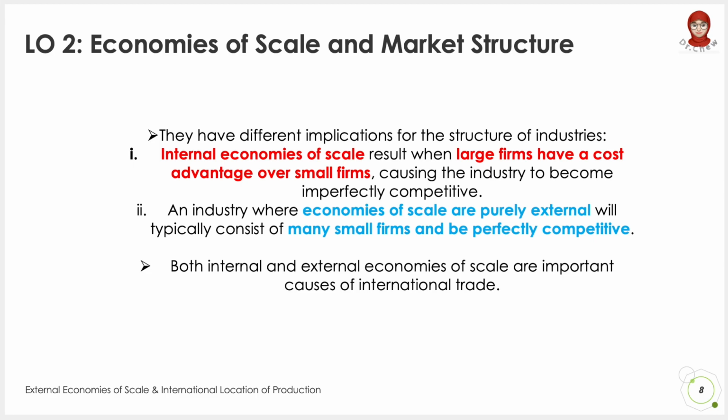External and internal economies of scale have different implications for the structure of industry. An industry where economies of scale are purely external, that is, where there are no advantages to large firms, will typically consist of many small firms and be perfectly competitive. Internal economies of scale, by contrast, give large firms a cost advantage over small firms and lead to an imperfectly competitive market structure.